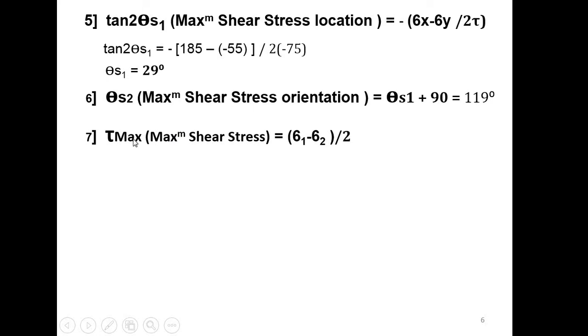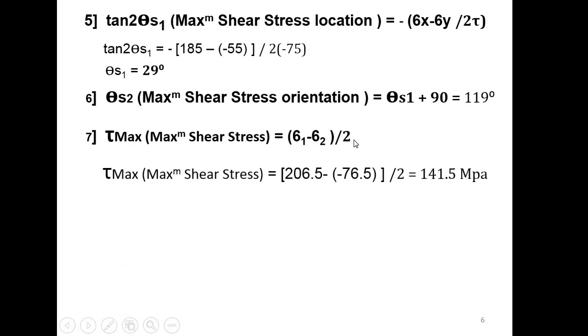Now next entity, according to the statement, we need to find out tau max, that is maximum shear stress. The formula for tau max is (sigma 1 minus sigma 2) by 2, or we can say major principal stress minus minor principal stress by 2. So already we found the value of major principal stress, that is 206 minus (minus 75) divided by 2. In this way we got the value of tau max, that is 141.5 MPa.